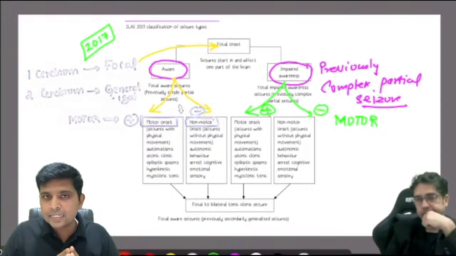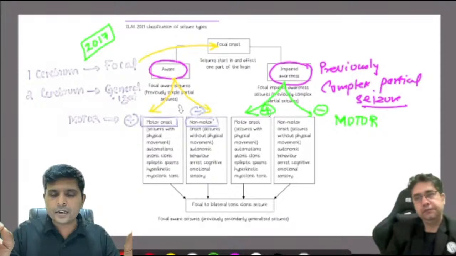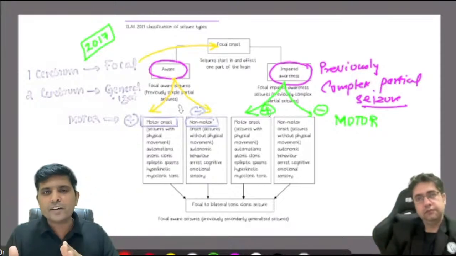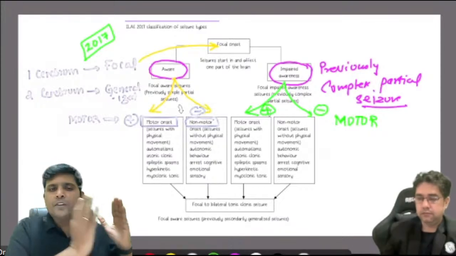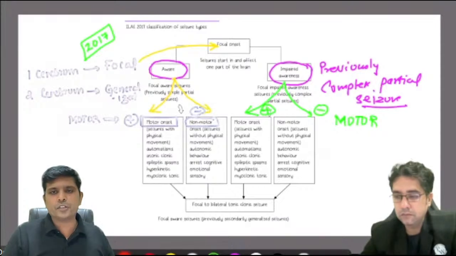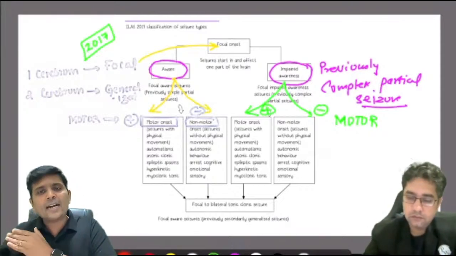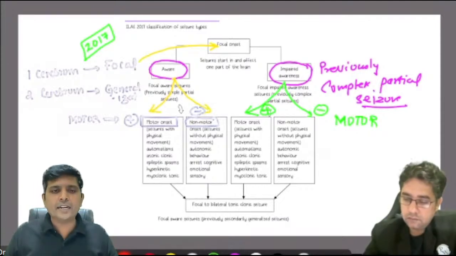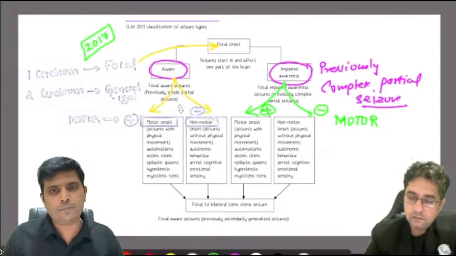So we had discussed focal onset. Focal onset means single cerebral hemisphere, which is divided into with consciousness and without consciousness. With consciousness is otherwise called focal aware seizures. Without consciousness is called focal impaired awareness. Both are divided into motor, non-motor. Next one, please.